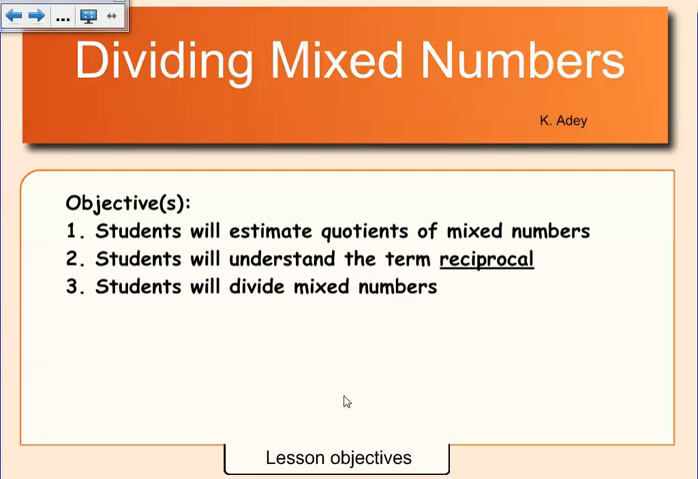Boys and girls, we've come to our final video lesson for the chapter. So you should be opening up the last flap, which is dividing mixed numbers. I think it just says dividing on it though. So let's open up that one.